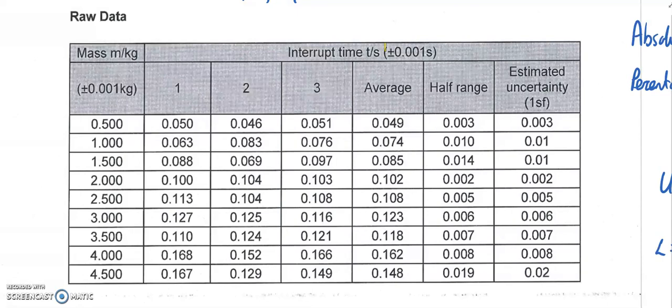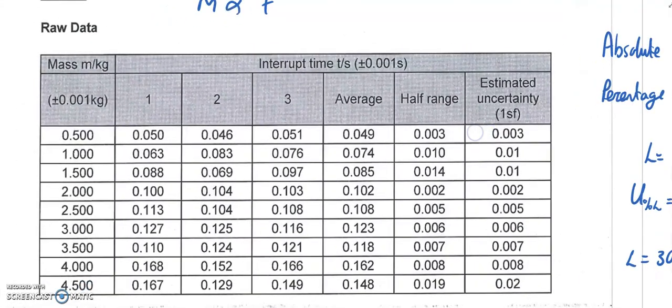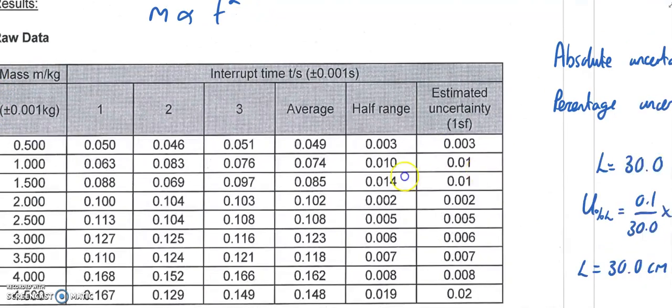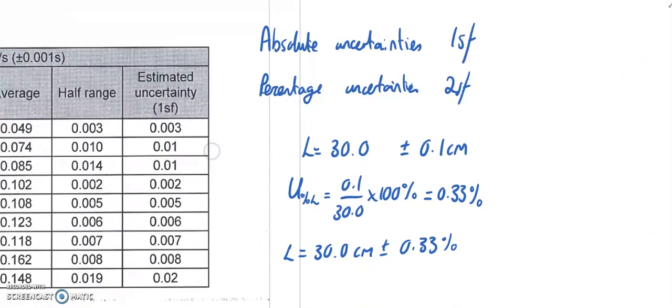Now, plus or minus something in the same units as the thing you're going to measure, that's an absolute uncertainty. So this is an absolute uncertainty here, a length of 30.0 centimeters plus or minus 0.1 centimeters. That's an absolute uncertainty, and we can quote those to one significant figure. We can quote percentage uncertainties to 2 significant figures, and that's usually because we don't quote them as the final line answer. We quote absolute uncertainties.